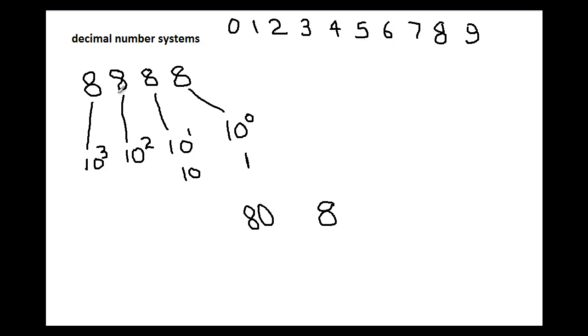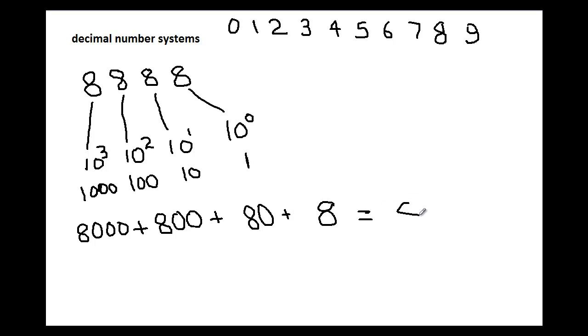And the third place will get multiplied by 100, and it will become 800. And this 8 will get multiplied by 10 to the power 3, that is 1000. This 10 to the power 3 is 1000. 1000 into 8 is 8000. So our number became 8000 plus 800 plus 80 plus 8, that is equal to 8888.